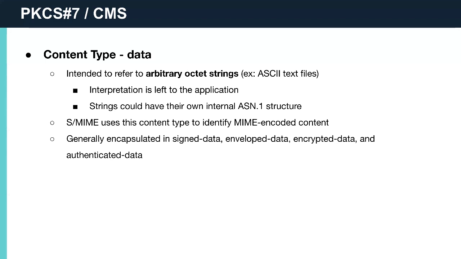The interpretation of what goes into the data and is encapsulated really is left up to you as the application author. You could have internal ASN1 encoding inside of the payload if you need to encode something specifically for your application. SMIME uses this content type as one example. They encode MIME encoded content.